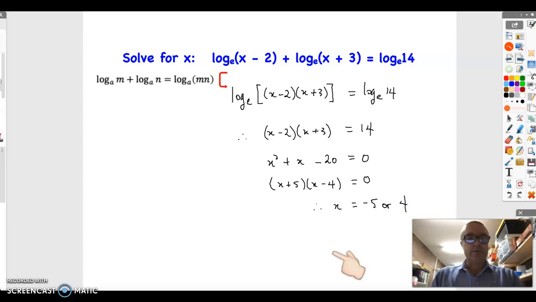Let's have a look at the logarithm laws that we used there. We have used the same base law where we're adding those two expressions together. That's enabled us to get one logarithm on the left-hand side of the equation.